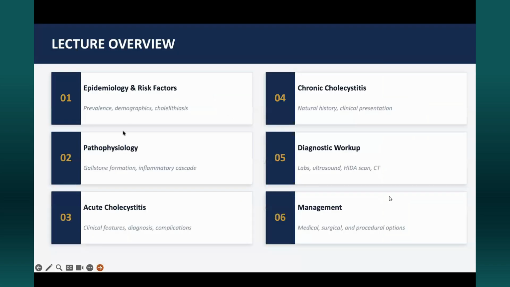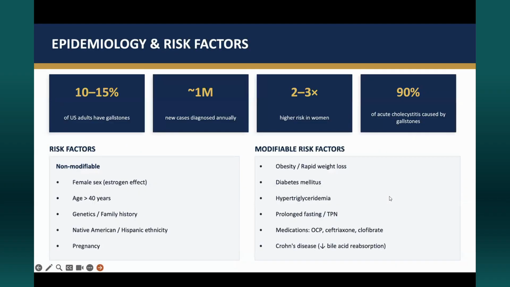So, the epidemiological strategy is before you. So 10 to 15% of ultrasound of adults have gallstones. They are non-modifiable: female sex, age, genetics. About 1 million undiagnosed cases. You have 2 to 5 years and 90% of this actually will develop stones or cholecystitis. So modifiable risk, if this is present, you can actually tell your patient, you better be careful, you don't eat fat. This all adds up to modifiable risk factors.